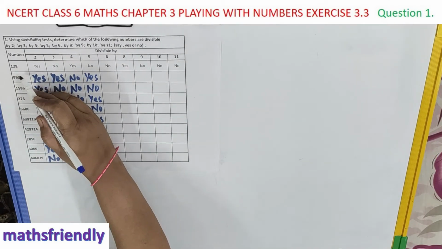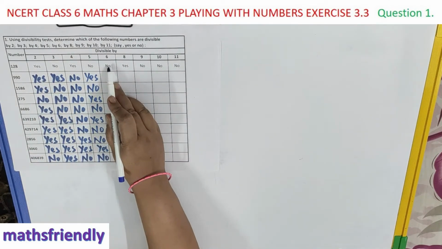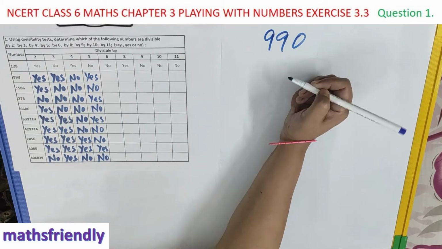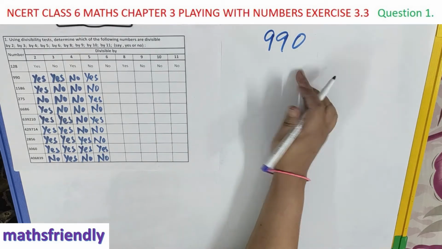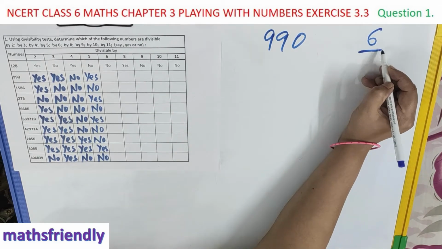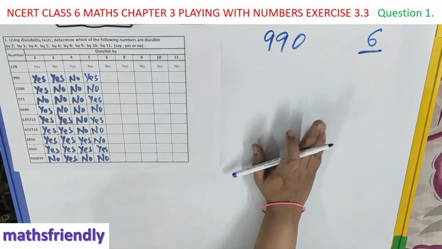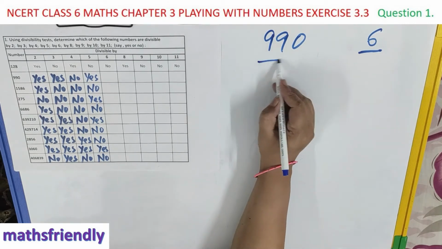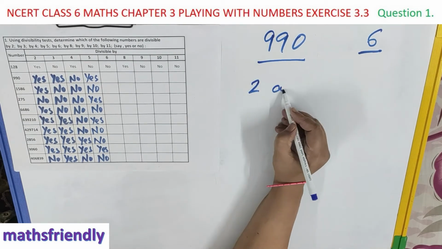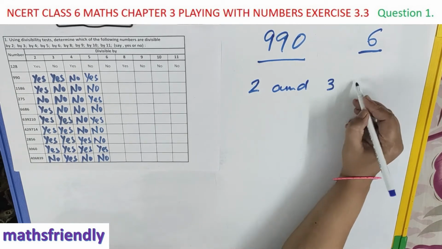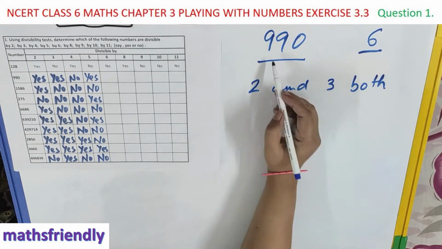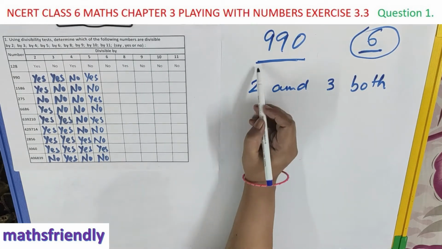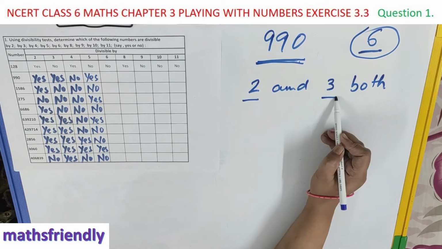Now we have to check whether these numbers are divisible by 6 or not. So the first number which we have to check is 990. Whether this 990 is divisible by 6 or not, we have to check. So what is the rule for checking that? The rule is, if the number is divisible by 2 and 3 both, then this number is also divisible by 6. So we have to check its divisibility by 2 and 3.